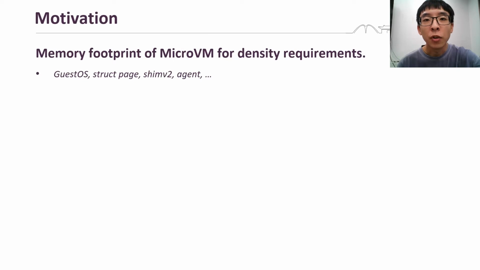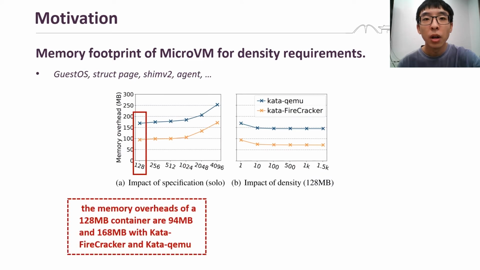In the microVM of a secure container, the guest operating system, the struct page for memory management, and other components like the BaseOS and the ShimV2 agent consume additional memory space. The memory overheads of a 128 MB container are 94 MB and 168 MB with Kata-Firecracker and Kata-QEMU respectively. The overhead increases with the memory specification of the container.